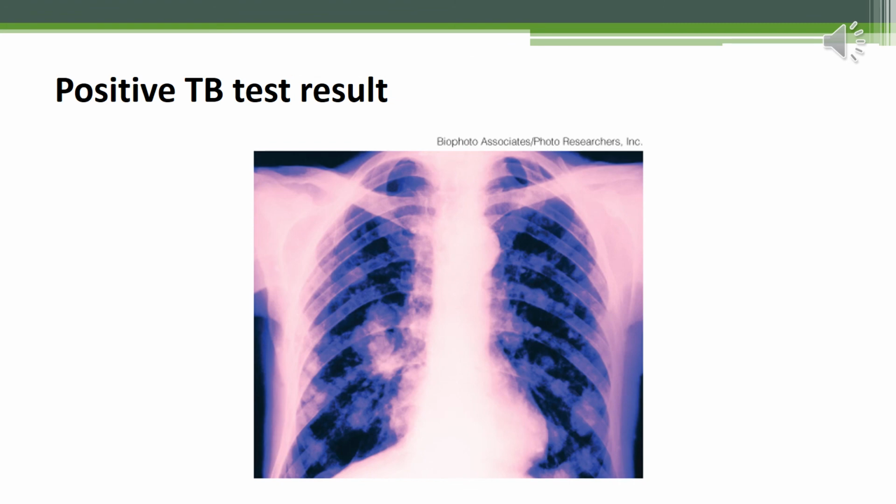Here's what a positive tuberculosis test result looks like, and I'm assuming this is a recolored x-ray. Anyway, I guess the infection is what looks like basically these little clumps of broccoli in the lungs.